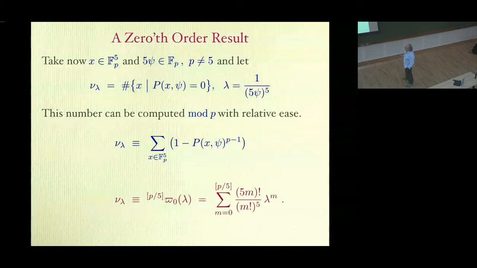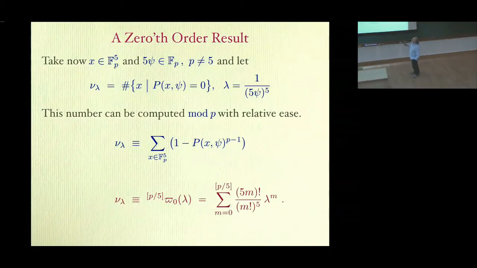Right? And you can see that gives you the right number mod p, because either x satisfies the equation or it doesn't. If it does satisfy the equation, then big P is 0, and you add 1 to the running total, and that's good. If x does not satisfy the equation, then this is not 0. You raise it to the power p minus 1, which is 1 mod p. 1 minus 1 is 0 mod p, so you add 0 to the running total, and that's right. Okay, so this gives you the number mod p.